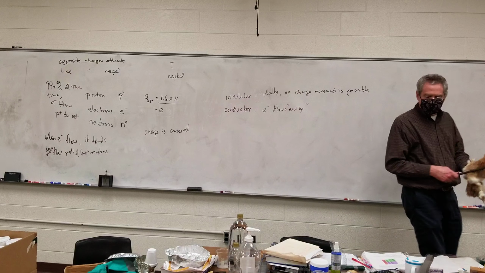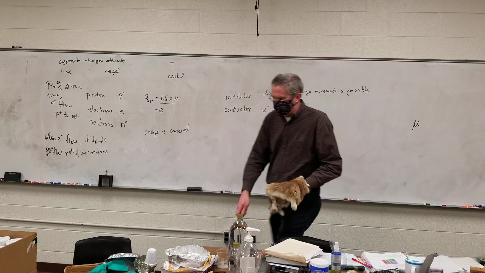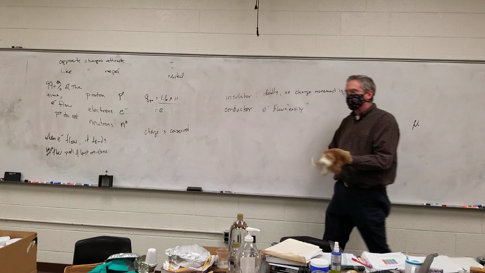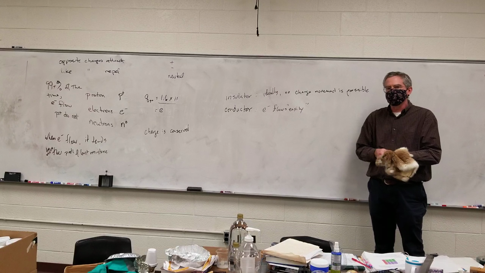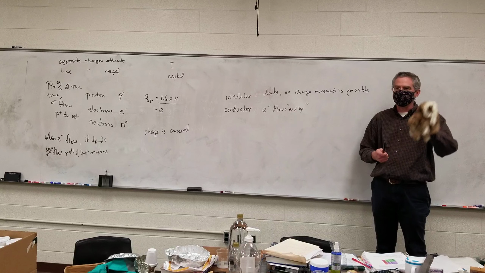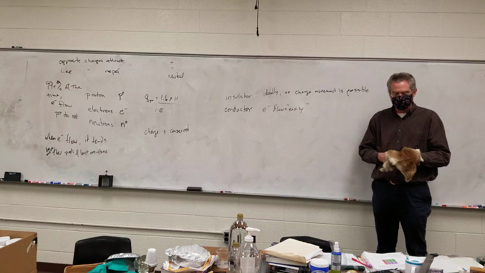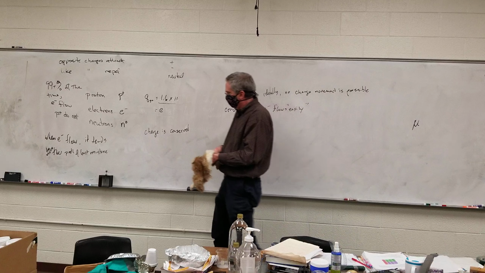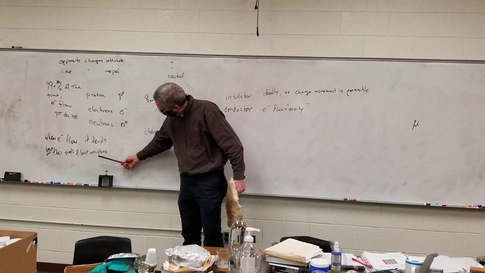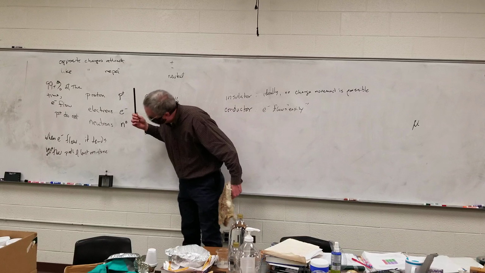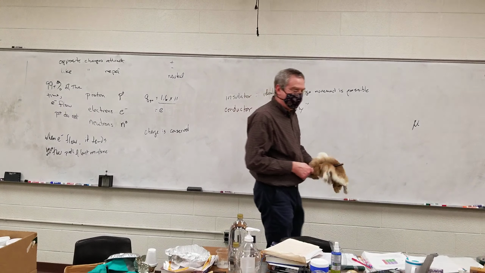Now for the sake of this demonstration, let's assume that electrons are being transferred from the rabbit fur onto this. As I bring it closer, notice the leaves separate. And I take it away, and the leaves go back to where they were. Question is why?